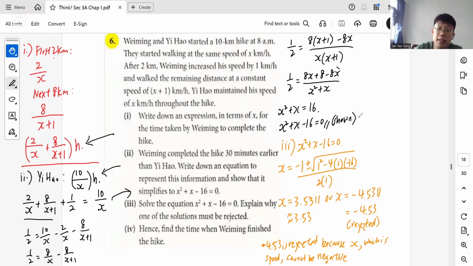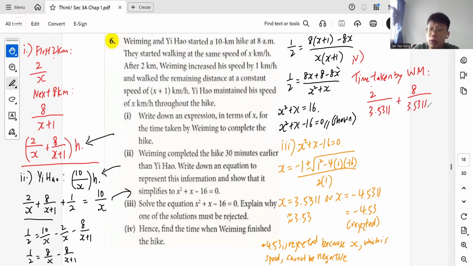Okay, then last part, part 4. So hence find the time when Wei Ming finished the hike. So the time taken by Wei Ming is actually 2 over this part here in part 1, right? So 2 over 3.5311 plus 8 over 3.5311 plus 1. Okay, let me calculate this.